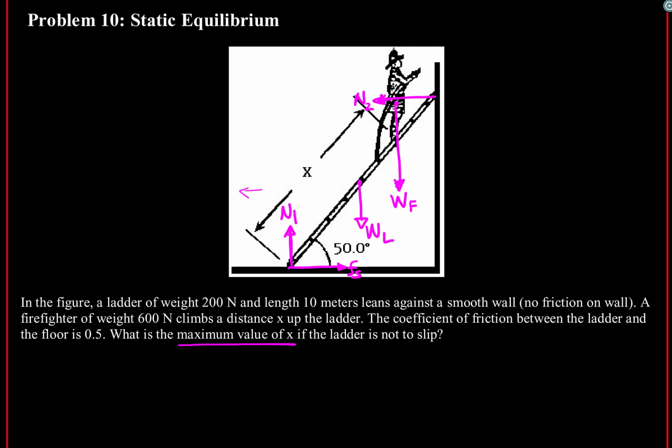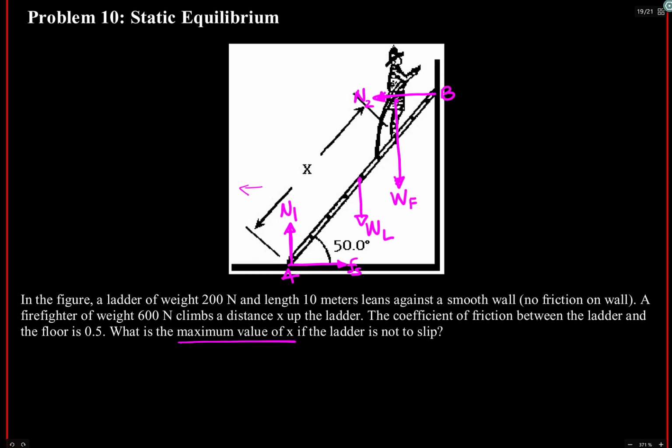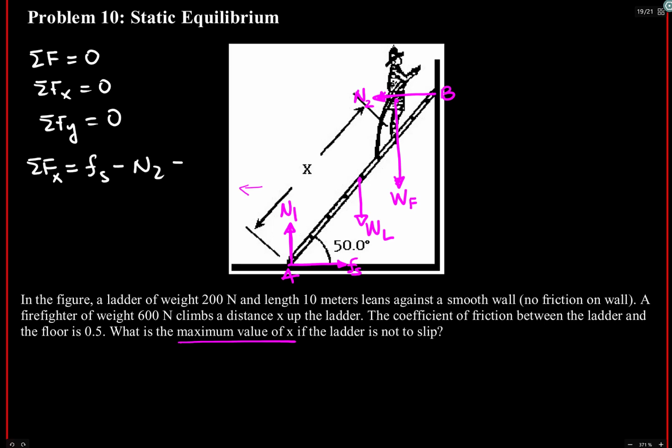So we are actually working through the system in equilibrium. I'm going to label this point A and this point B. Because the system is in equilibrium, we know that the sum of forces acting on the system is zero, which means that the sum of forces along the x direction is zero, and the sum of forces along the y direction is also zero. Looking at the x direction, the sum of forces Fx means that F_s minus N2 is equal to zero, in which case F_s is equal to N2.